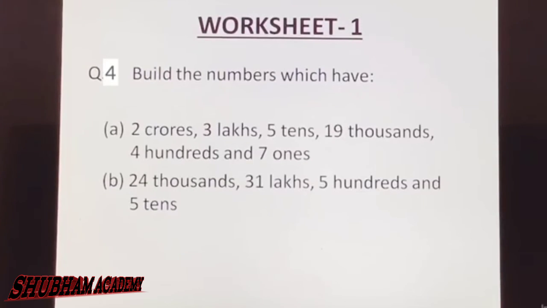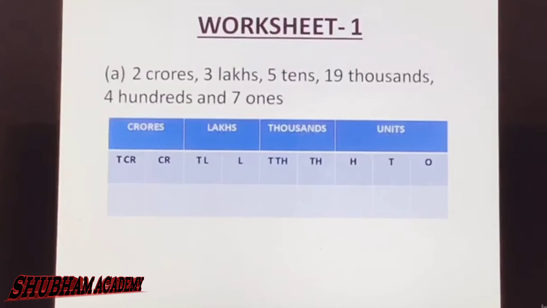Now this is a little tricky question. I will give you a hint here. Let's look at the first part of this question. 2 crores, 3 lakhs, 5 tens, 19 thousands, 4 hundreds and 7 ones. So first thing we will do is draw the place value chart. Now we'll pick up numbers one by one.